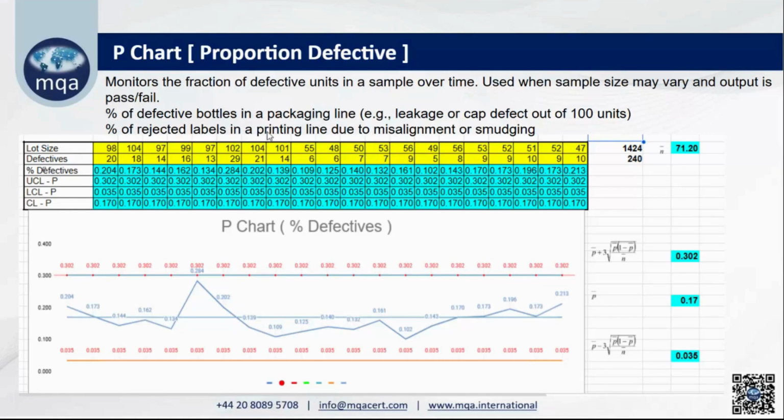Label rejection on a printing line. We are doing printing of labels. So number of labels rejected and number of labels produced. We have the data. Then we have to use this P chart.